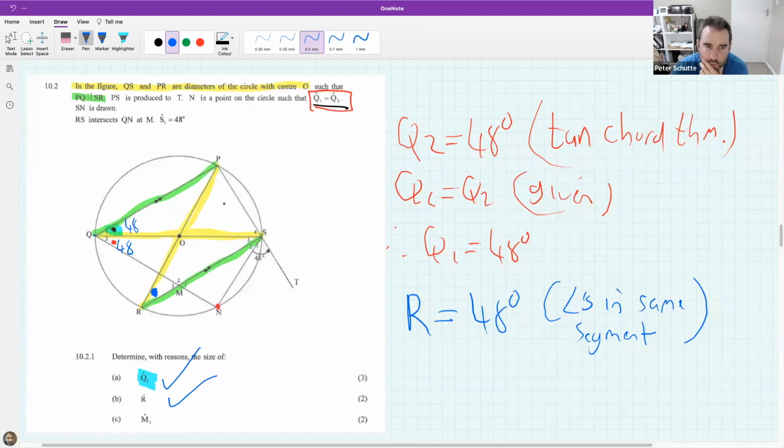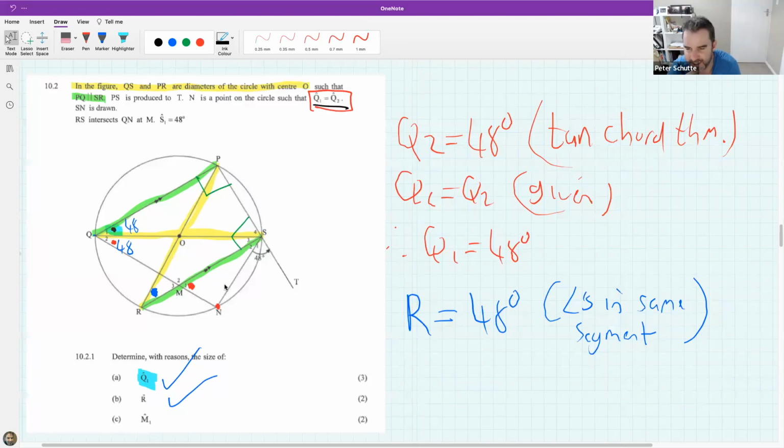Oh, the diameters. Yes. So the diameters make a 90. So that could be helpful. We haven't used them yet in the question, but you're right. That would be a 90, and this would be a 90. But remember, where is M1? M1 is all the way down here. So what do we think M1 is going to be?